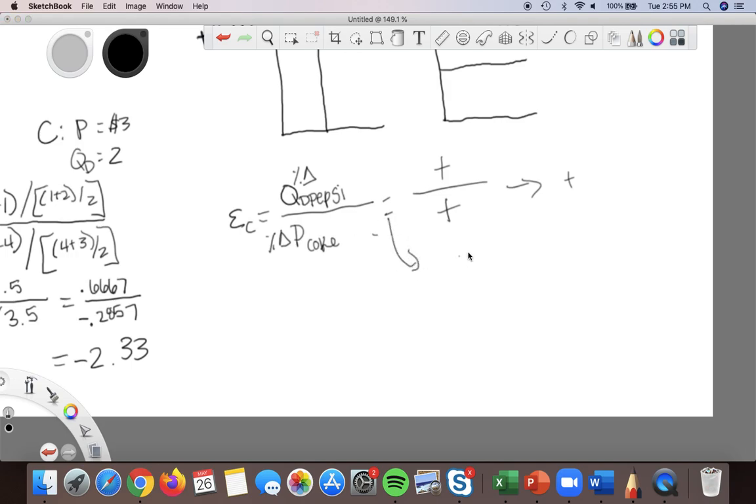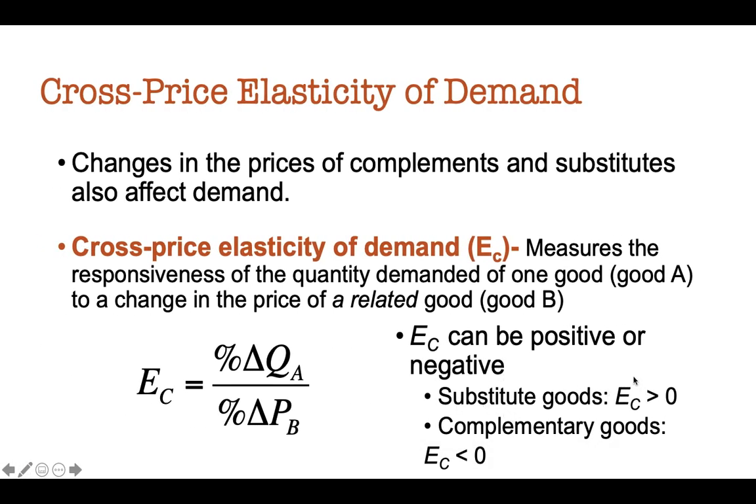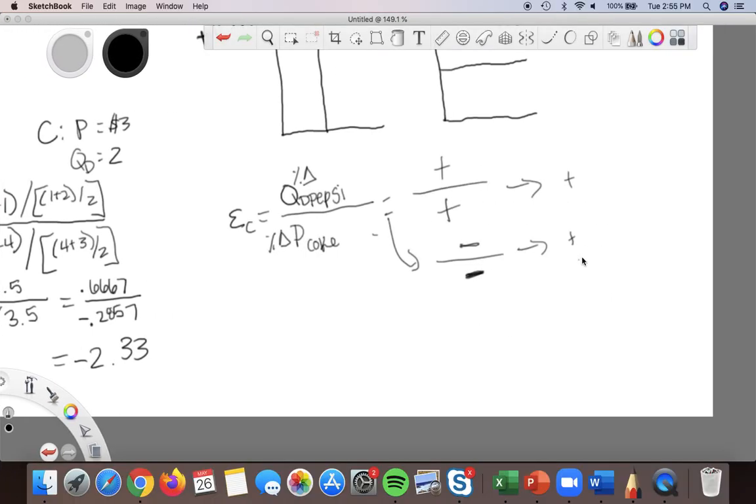Vice versa, if Coke is on sale at the store, I'm going to buy less Pepsi. Negative number over negative number still spits out a positive result. So for substitute goods, cross-price elasticity is always going to be greater than 0, or we get a positive number here.